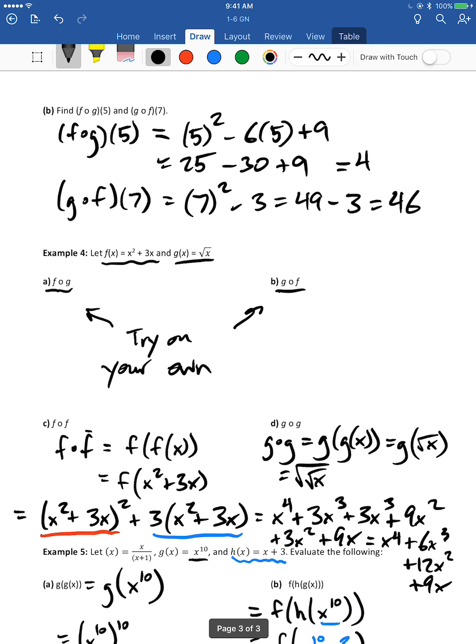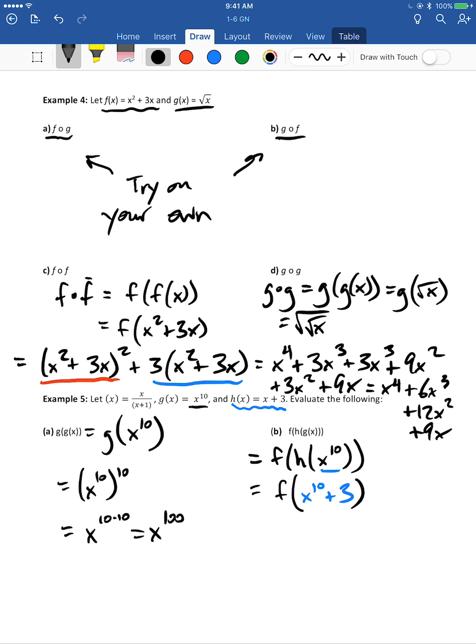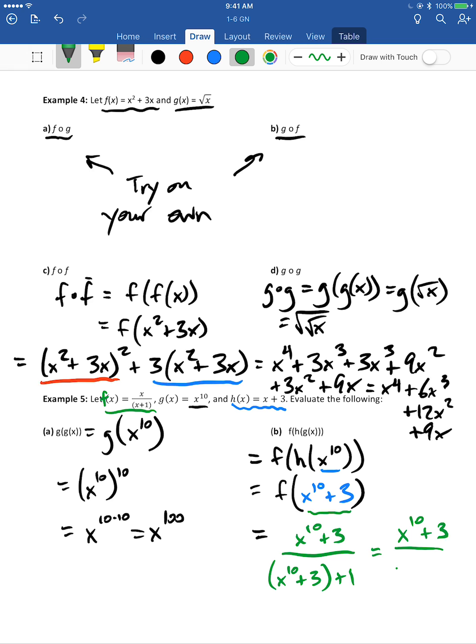So now we're back at just our usual composition of functions. I have f of x to the 10th plus 3. So in my f of x, and this should be f of x, sorry about that typo there, everywhere I see an x, I'm plugging in x to the 10th plus 3. So I have x to the 10th plus 3 over x to the 10th plus 3 plus 1, which is x to the 10th plus 3 over x to the 10th plus 4. And that is f of h of g of x.